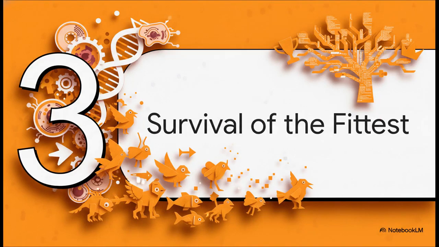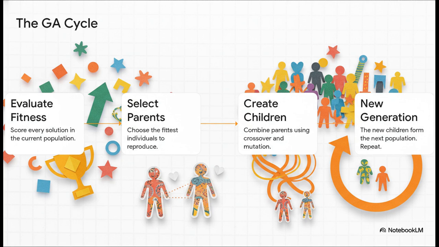So once you have those pieces in place, the population, the DNA, and that all-important fitness function, the algorithm is ready to run. And it really is just a digital version of survival of the fittest. The whole thing works in a constant loop.